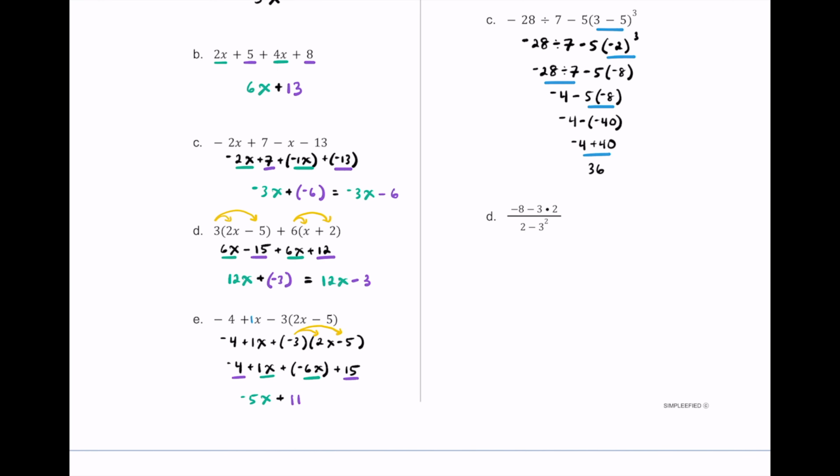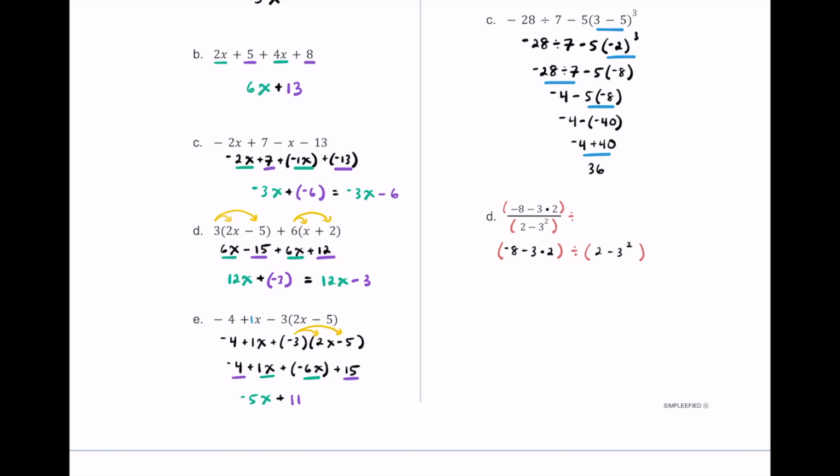For D, we have a fraction, so we have negative 8 minus the product of 3 and 2, all divided by 2 minus 3 to the second power. Keep in mind that there are invisible grouping symbols technically on the numerator and in the denominator, and that this fraction bar means division here. So if we rewrite this, from left to right, we're going to have the quantity of negative 8 minus 3 times 2. That's going to be the numerator, right? And that's going to divide by the denominator. And the denominator here is going to be 2 minus 3 to the second power, right? So this would be the same expression just written from left to right.